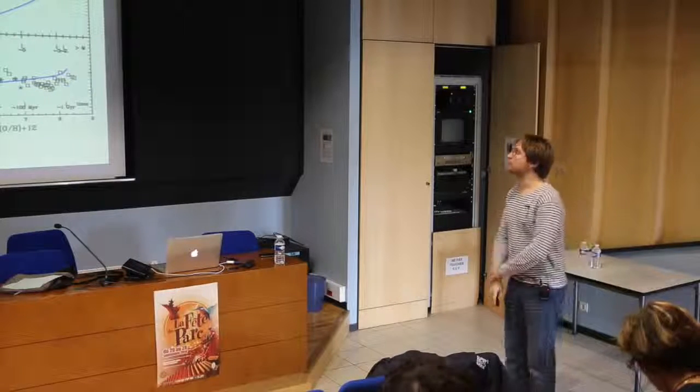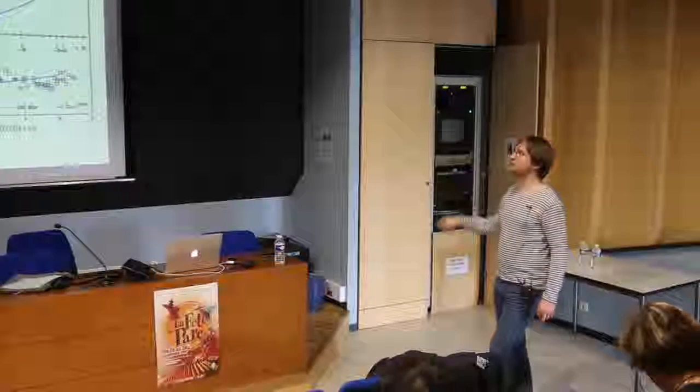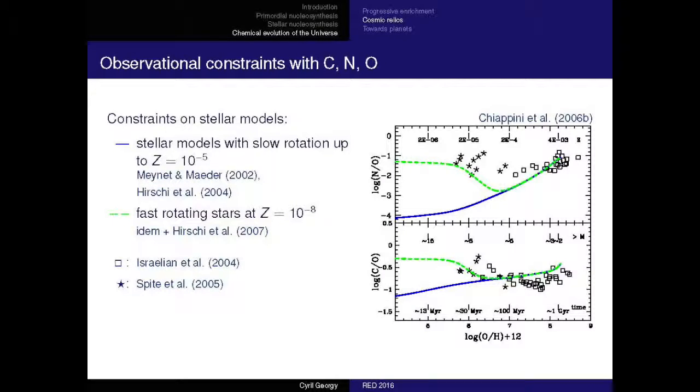Again, we can try to check or constrain the stellar models by trying to reproduce what we see around us. So you have here the nitrogen to oxygen ratio or the carbon to oxygen ratio as a function of the oxygen to hydrogen ratio for different observed stars here and here. And if you take stellar models with slow rotation up to this metallicity here, you find that we should have this kind of trend, which is not very good for the N/O ratio particularly.